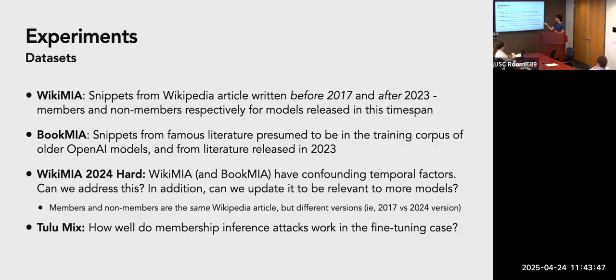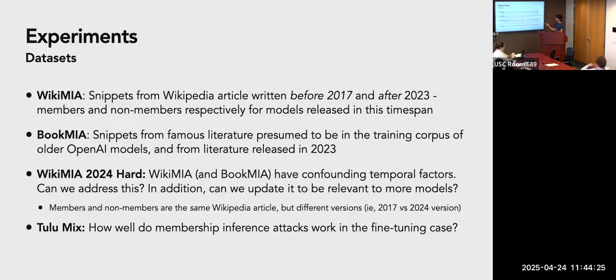So Wiki MIA 2024 Hard is something we construct where we are trying to address two issues. Wiki MIA has a cutoff date in 2023, so you can't really benchmark any of the new OpenAI models because they have a cutoff date that's overlapping. So one is we're looking at 2024 articles. Another thing is that Wiki MIA consists of articles written before and after a certain date. So you have this issue where articles can often be related to a date which took place in a specific year. So you can have these shortcut signals to determine if something is a member or not.